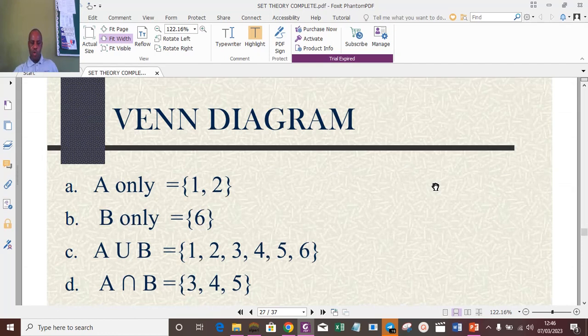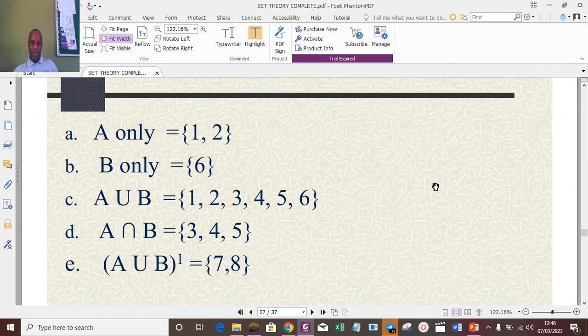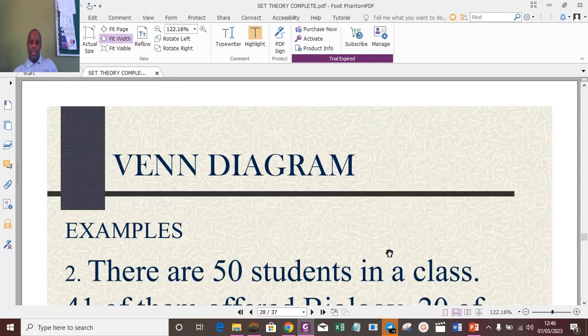Now let's go to the answers here. I've explained the answers already. A only is 1 and 2, B only is 6, A union B, A and B put together, that is 1 2 3 4 5 6. A intersection B, what is common to A and B? 3 4 5. (A union B) prime, meaning the elements that are not in A and B, but they are in the universal set. So we have 7 and 8. I will encourage you, if you didn't get it the first time, just play the video once again. You'll get what we are trying to say.